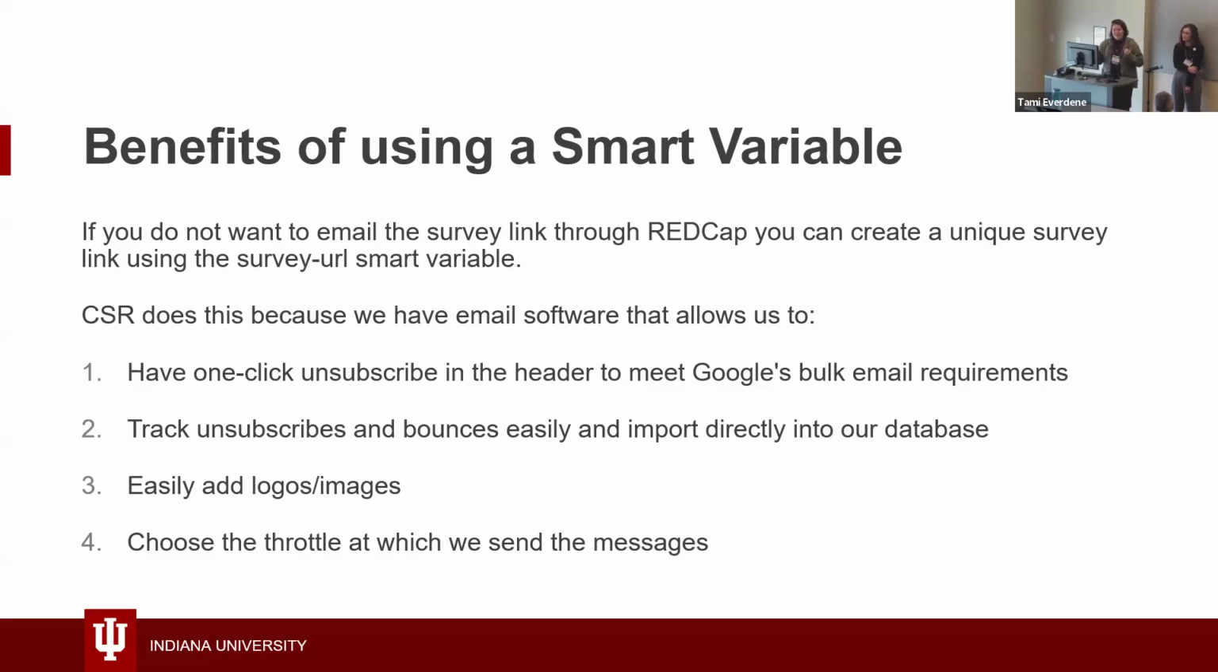So we have our own email software that does that. So we will actually use a smart variable to create the link to put that into our own email and send it off. If anyone knows how to put an unsubscribe link in REDCap, let me know. I would love to know that, but I have not figured it out. And oh, we can also choose the throttle, which is something I would love if we knew how to do, because if we're sending out 10,000 emails, if you blast that to one person's email account, you're going to get blocked. There's no way it's going to get through. So we set it up so that it goes very slowly over the day.